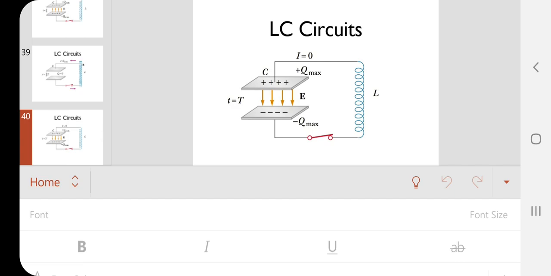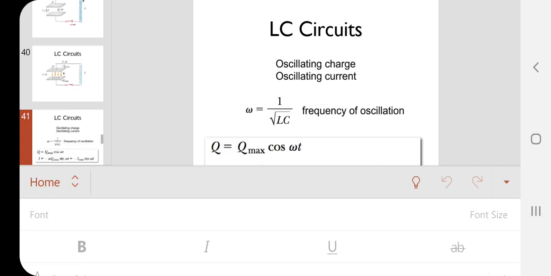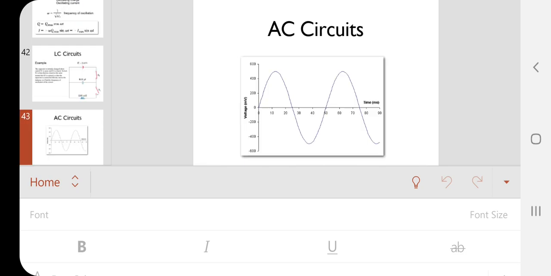In these LC circuits, you have minus Q and plus Q, and in between the voltage V or E, and the current I passing through it is 0. In the LC circuit, omega is equal to 1 by root LC. Just now I told you about the oscillating charge and the oscillating current: omega is 1 by root LC, where omega is 2 pi f. So f is equivalent to 1 by 2 pi root LC, that is the frequency of oscillations, where Q is equal to Q max cos omega t.